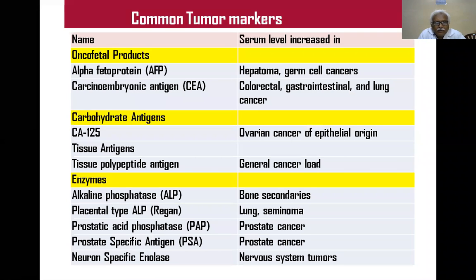So common tumor markers are oncofetal products, such as alpha fetoprotein, AFP. Serum levels are increased in lymphoma and germ cell cancers. Also, carcinoembryonic antigen, CEA, will be increased. The serum levels will be raised in colorectal cancers, gastrointestinal cancers, and lung cancers.